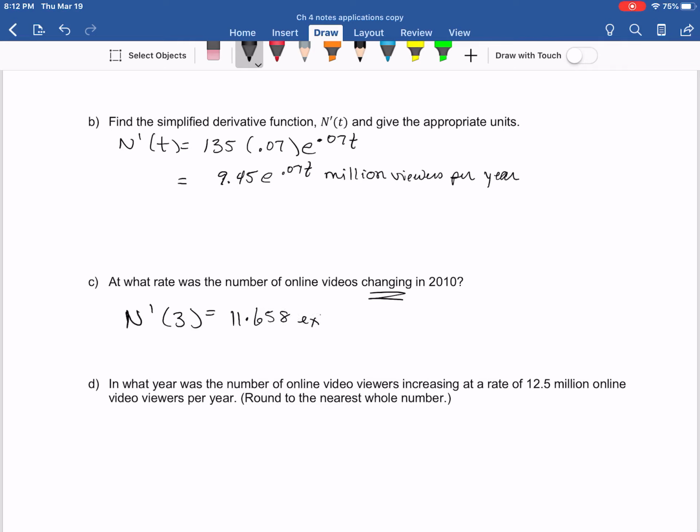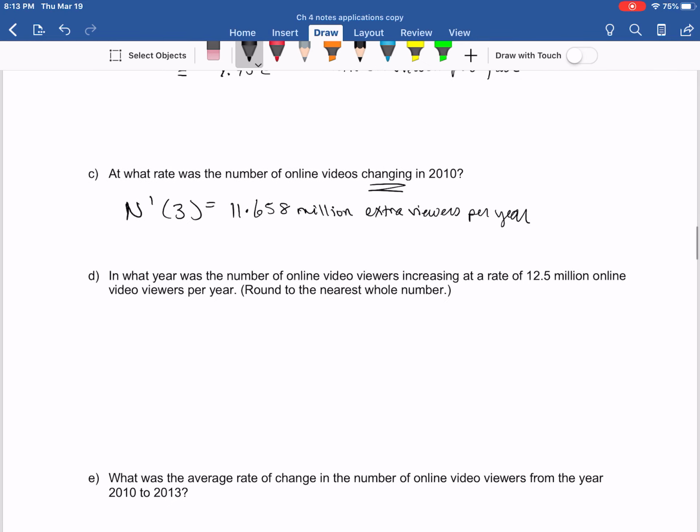This is the extra viewers, extra millions. That doesn't really sound right. Let me fix this. Which means the next year, by the time we get to 2011, I would expect to see an additional 11.658 million viewers.